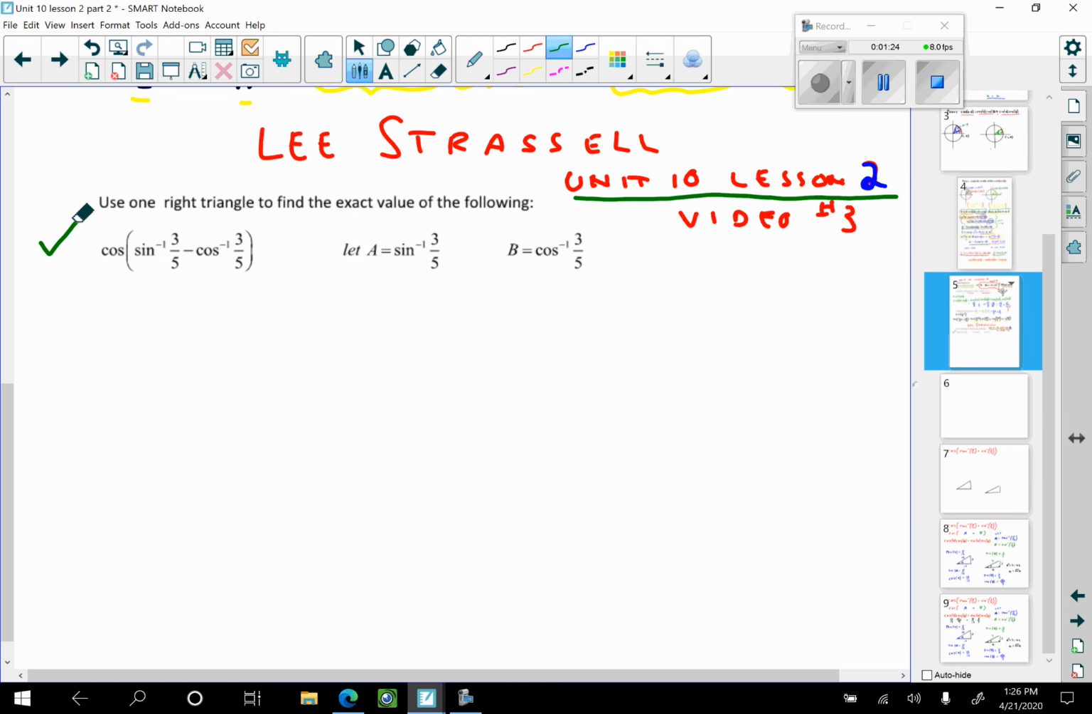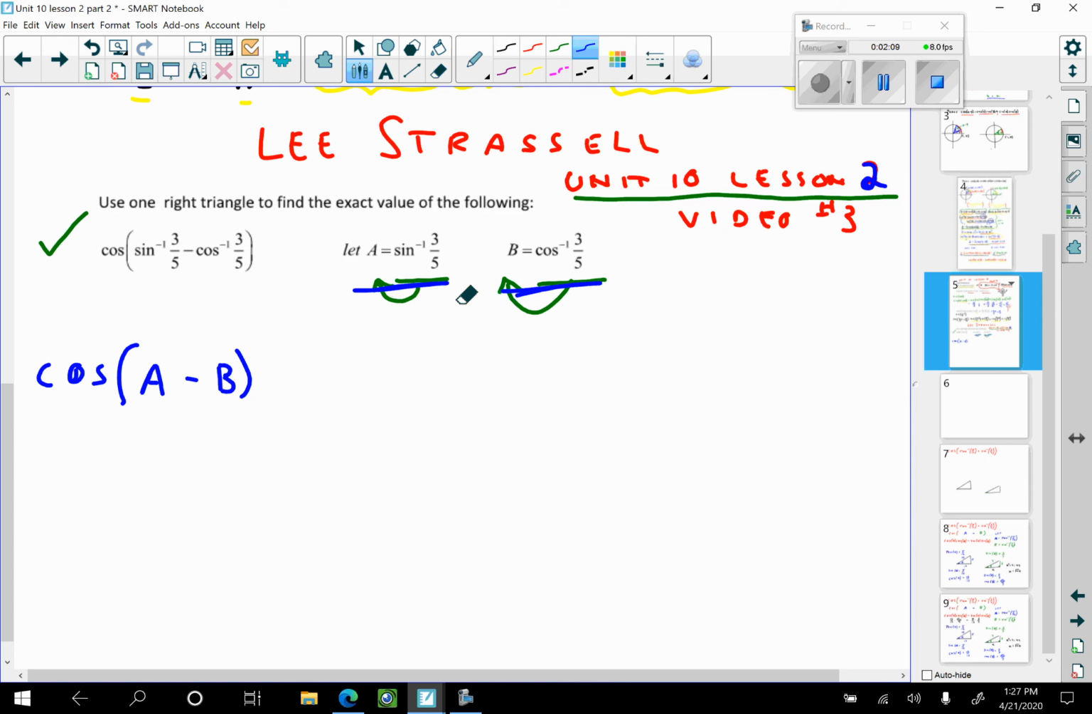The first thing I need to realize is that the inverse sine of 3/5, A, is an angle, and the inverse cosine of 3/5, B, is an angle. These are angles because the output of inverse sine and the output of inverse cosine are angles. So right away, what do I want? I want the cosine of A minus B, where A is equal to inverse sine of 3/5, and B is equal to inverse cosine of 3/5.